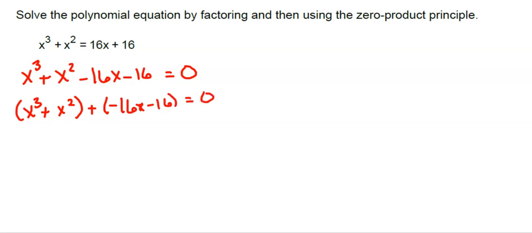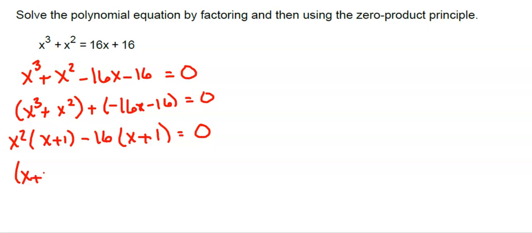In the first group, there's a common factor of x squared. If we factor that out, that would leave us with x plus 1. In the second group, there's a common factor of negative 16. And if we factor that out, that leaves us with x plus 1. Now we've got common factors of x plus 1 in both of the terms we've created. So we'll factor out the x plus 1 and take that times the leftover factors in the two terms, which are the x squared and the minus 16.